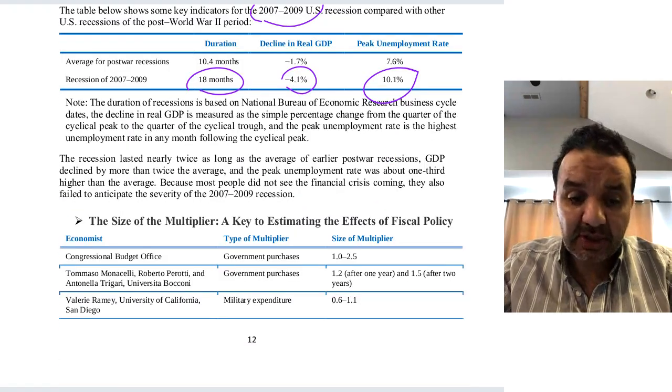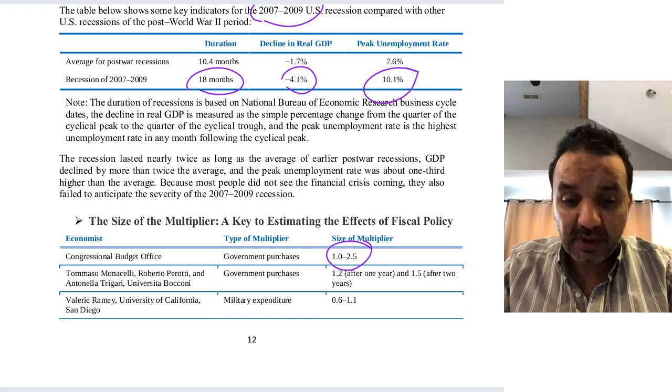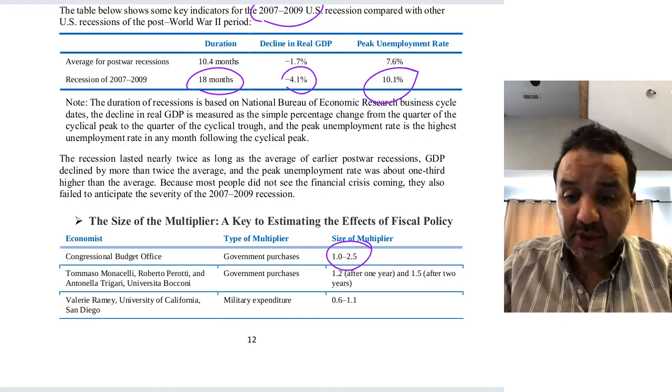And this is actual information about the size of the multiplier. The government spending multiplier is between 1 and 2.5. So these are actual data.